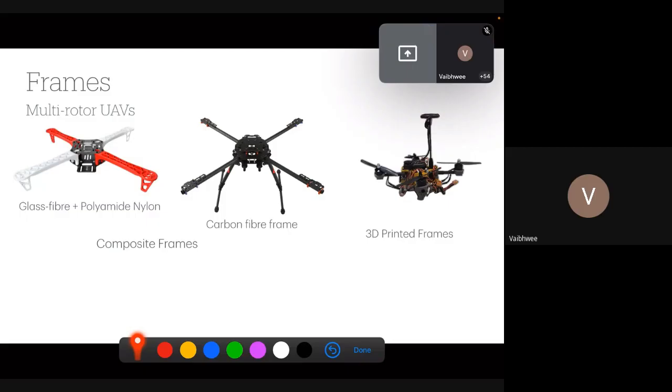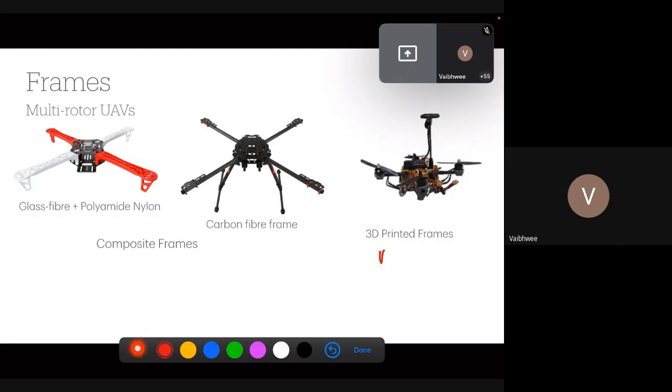So the idea is, if you have frames which are these, it makes things a little heavier. But if you go for one-shot units which are 3D printed with all PCBs embedded, it makes things a little lighter. And then of course this is one of the vehicles that we had in the lab, which is made of mostly 3D printed parts.